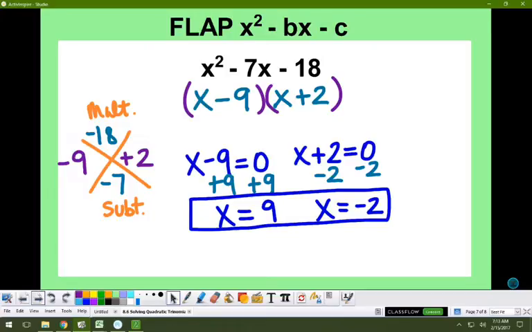Okay, so make sure you pay attention on your homework paper because some of the problems will ask you just to factor. The top half is just factoring, so you would stop with what you have in parentheses. And then the bottom half you're solving, so you're going to factor, then set them equal to 0 and solve.